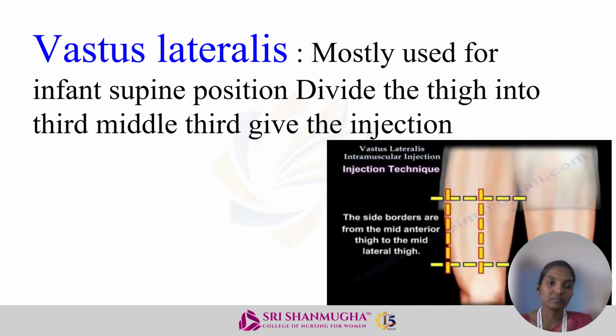Next one, vastus lateralis. It is mostly used for infants in a supine position only. We have to divide the thigh into 3 parts, and in the middle third we have to give the injection. That is the correct route to administer at the vastus lateralis site.